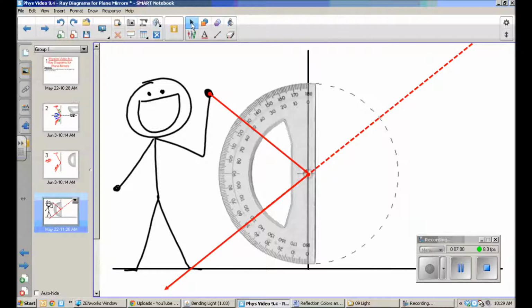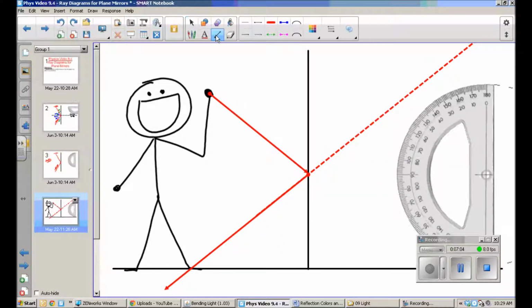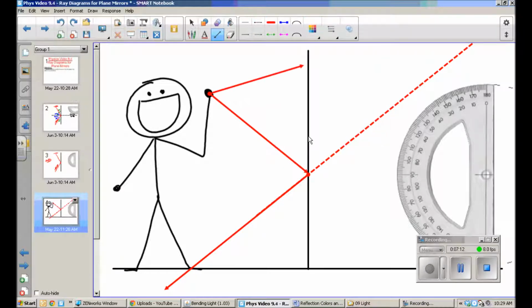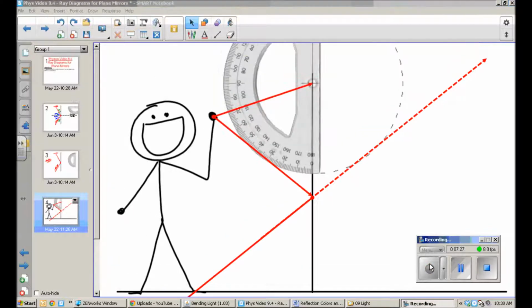So what I'm going to do now is make a new beam. Oh, I wish that had been red. Let's try that again. All right, make another beam. And I'm going to repeat the exact same process that I just did. I'm going to use my protractor and find my reflection. Unfortunately, I am off of the screen, so how can I fix this? Okay, there we go. I just made a little more room there.